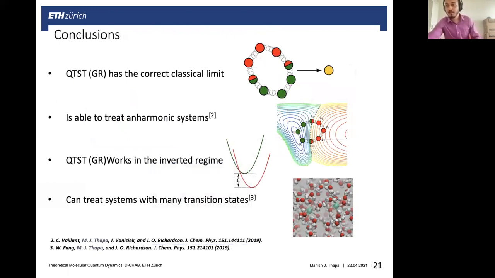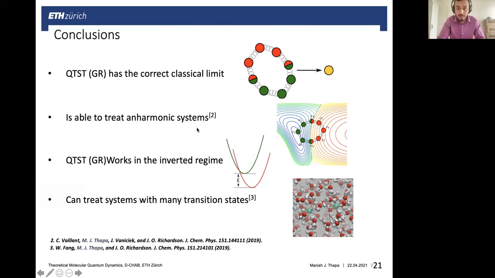Yes, so to conclude, just to keep some time for questions, GR-QTST, especially, well, QTST, right, quantum transition state theory, especially in the golden rule limit, has the correct classical limit. So this is one very important feature, right? Because if you want to build a theory, it would be good to also have it reduce to the classical approach, and the ring polymer gets shorter and shorter, and we see that it is exact at the classical or high temperature limit.